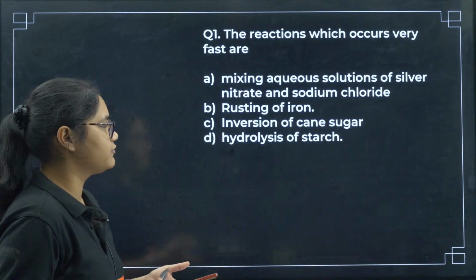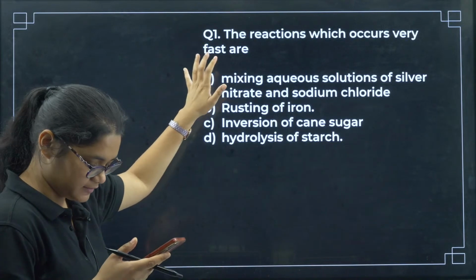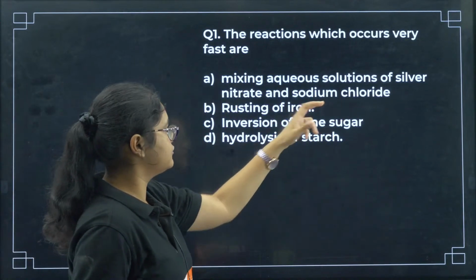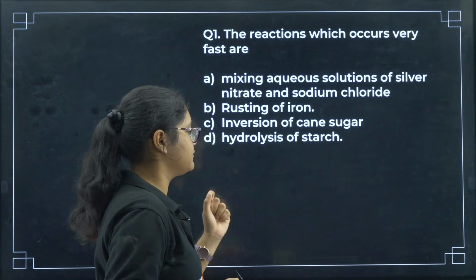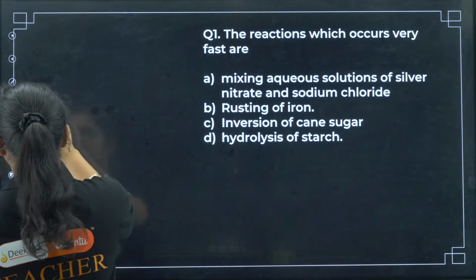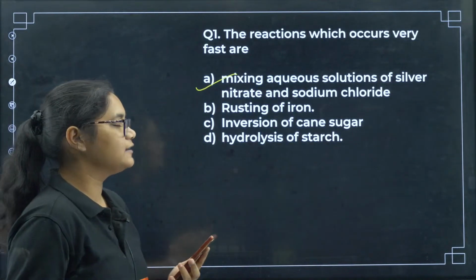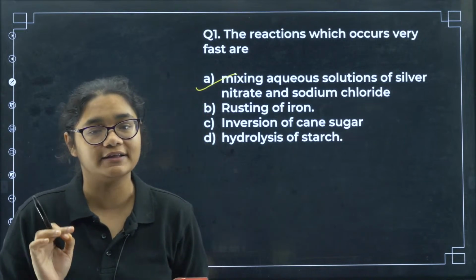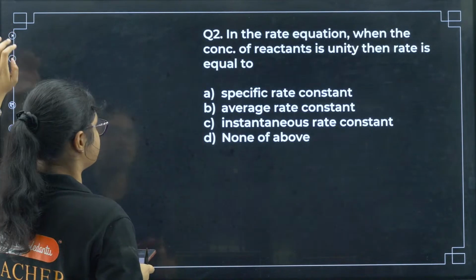You know the rate of reactions can be slow, medium and fast. So which of the reactions are very fast? Mixing aqueous solutions of silver nitrate and sodium chloride, rusting of iron, inversion of cane sugar, or hydrolysis of starch. Yes, very good Pradeep, very instant answer. The correct answer is mixing of silver nitrate and sodium chloride. If you mix this, then immediately the precipitate of silver chloride is formed. That is the fastest reaction. All of you are correct with the first question.